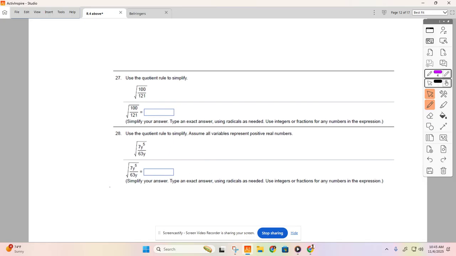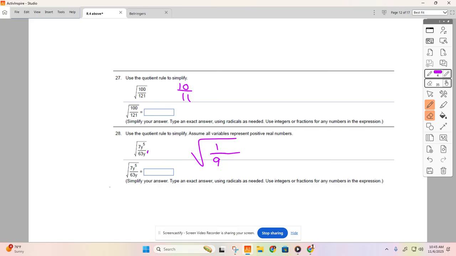For 27, that one's really easy. Take the square root of 100, that's 10. Square root of 121 is 11. That's it. For this one, in the calculator, don't do division, but use that ABC fraction button, 7 ABC 63, it'll simplify your fraction into 1/9.